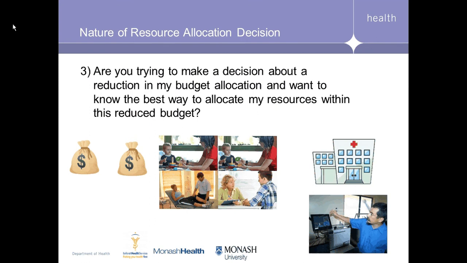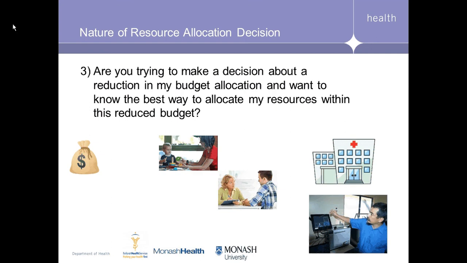The third option is that you are trying to make a decision about a reduction in your budget allocation and want to know the best way to allocate those resources within the reduced budget. So here, your total amount of funding has reduced, which again means that you are going to have to make a tough choice as to whether you reduce the size or scope of an existing service or even completely remove some services.